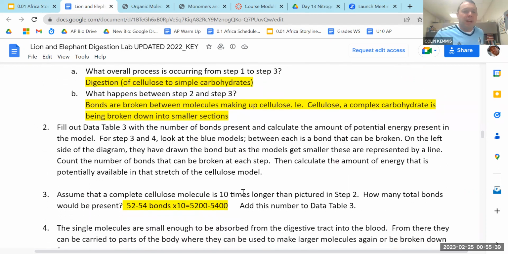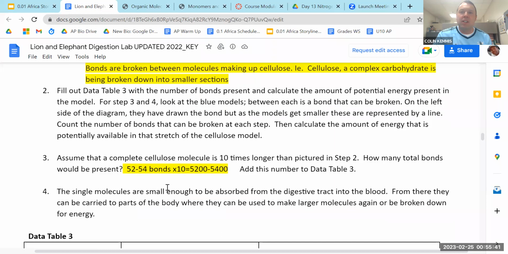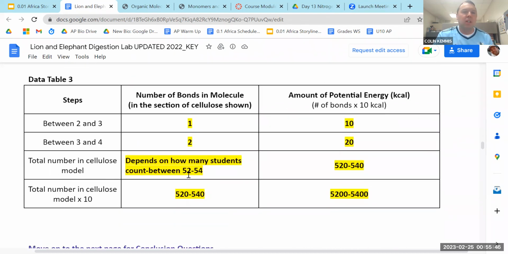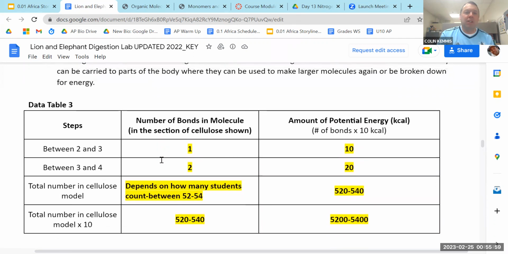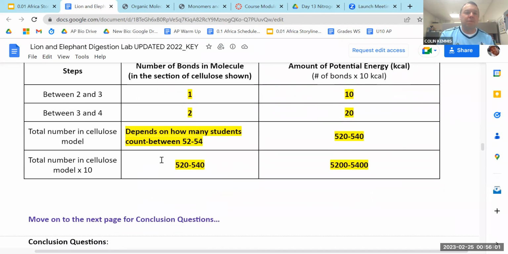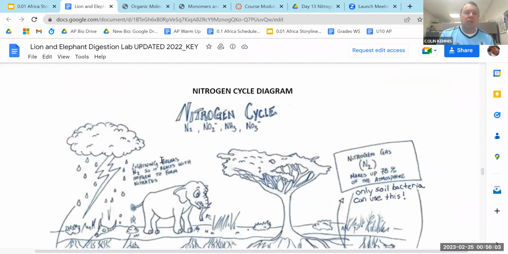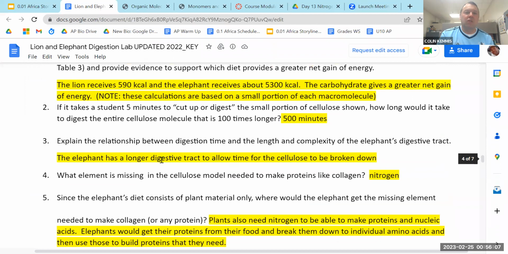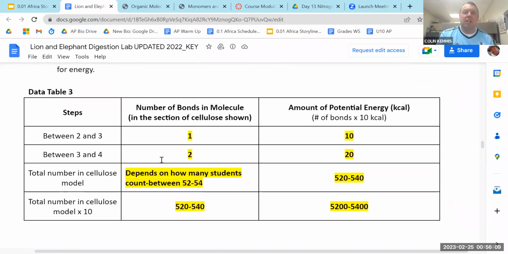eggs. And this math here doesn't make a lot of sense until you do this table. So I'm going to skip down to the table. Between steps 2 and 3, you're going to break one bond. Between 3 and 4, you're going to break two bonds, one on each side. And we're going to assume that the cellulose model is quite a bit bigger. So if we look at the model here, you would see the cellulose part and breaking it down.